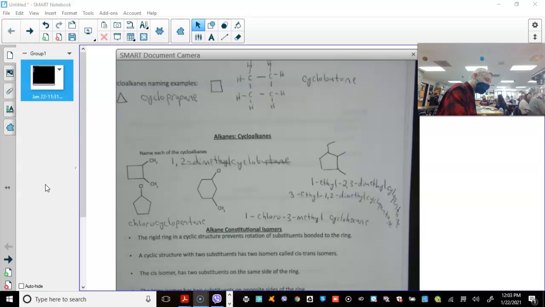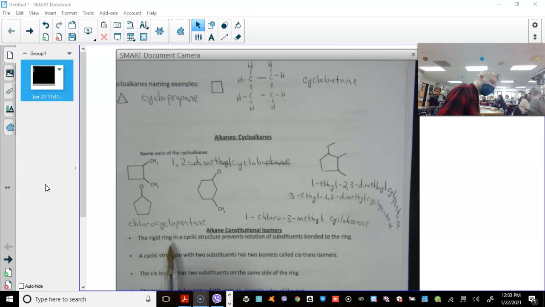All right, moving on to constitutional isomers. We kind of did this already.